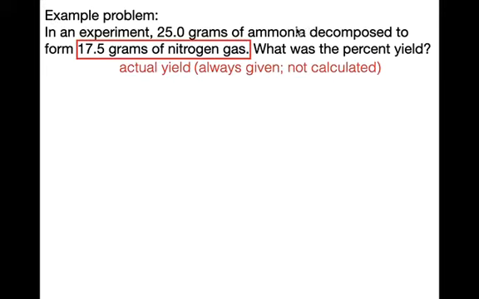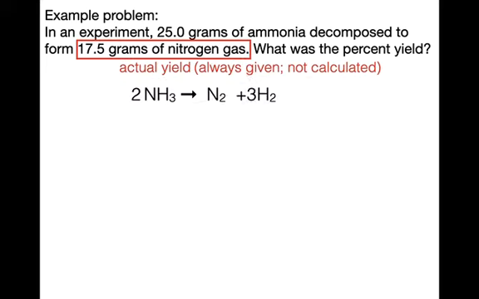Now, of course, anytime you make a relationship between one substance and another substance, in this case 25 grams of ammonia and 17.5 grams of nitrogen gas, we need a balanced chemical equation. Please never try to make a relationship between one substance and another substance without a balanced chemical equation. It's the only thing that we can use to relate substances.